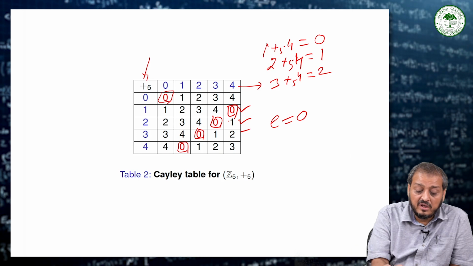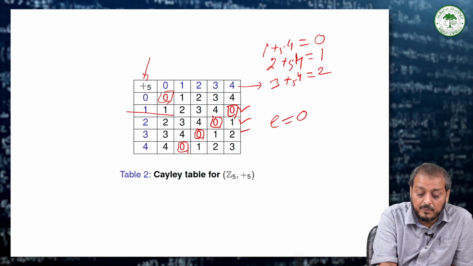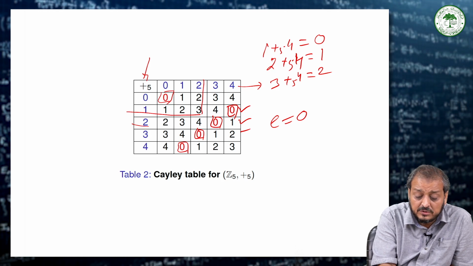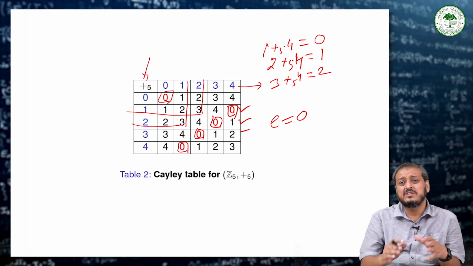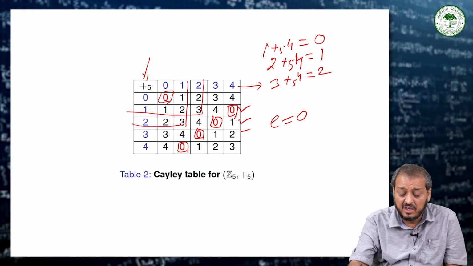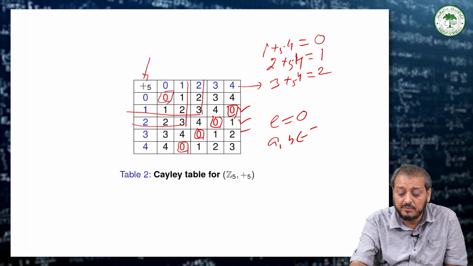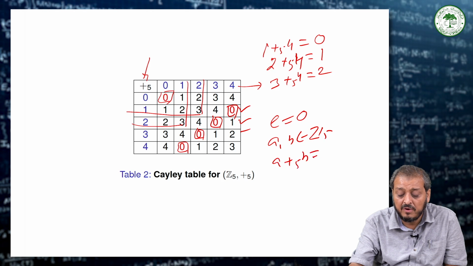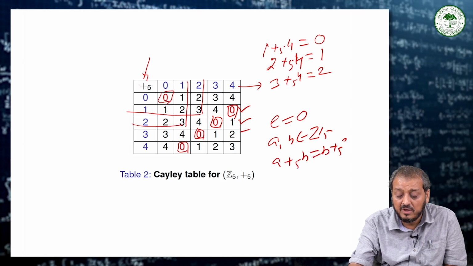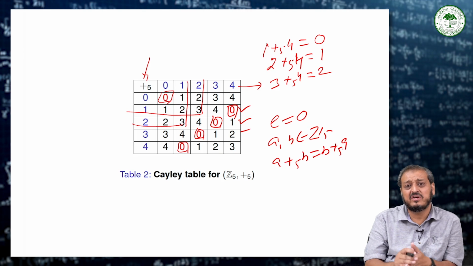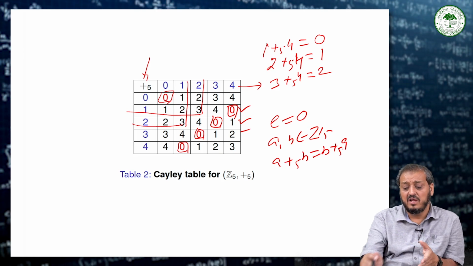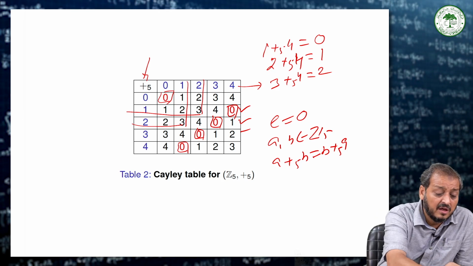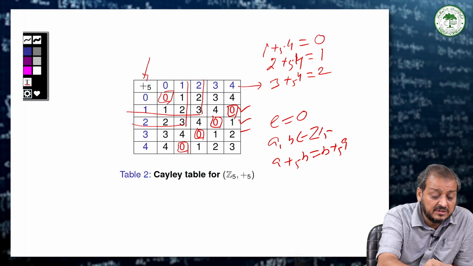And if we see 1 composed with 2 gives 3, then 2 composed with 1 again gives 3. So this satisfies the commutative condition. If a and b are elements of Z5, then a plus b under addition modulo 5 is equal to b plus a under addition modulo 5. So commutativity and associativity are trivial for a finite set, and we can also check the inverse of these elements.